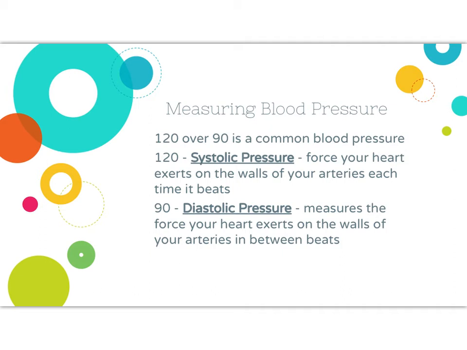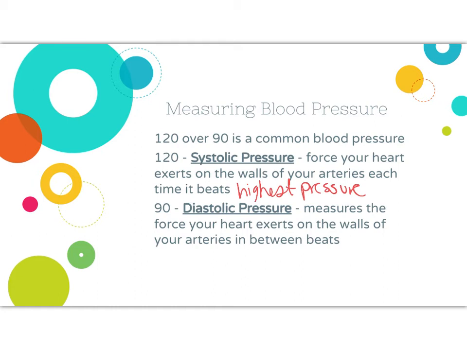So 120/90 is a common blood pressure you might hear, or 120/80. 120, that first number, is called the systolic pressure. It is the force your heart exerts on the walls of your arteries each time it pumps. It's like the highest pressure that your heart is exerting, okay? The most forceful moment of pumping your blood.